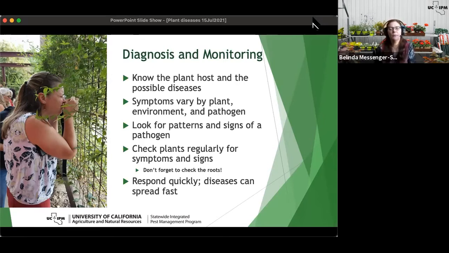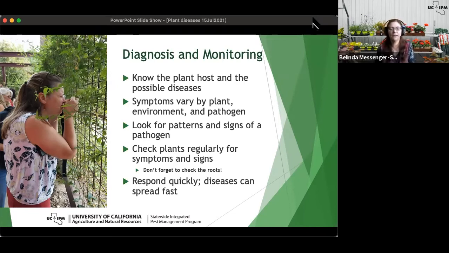So know your host plant, including the cultivar. Sometimes you need to know what's normal for that specific cultivar. You may look at it and go, oh, it's kind of wilty looking. Well, maybe that particular cultivar is kind of wilty looking normally. So know what the plant is supposed to look like.